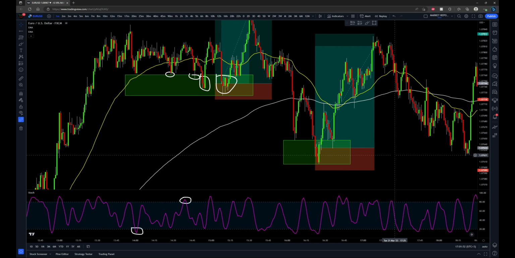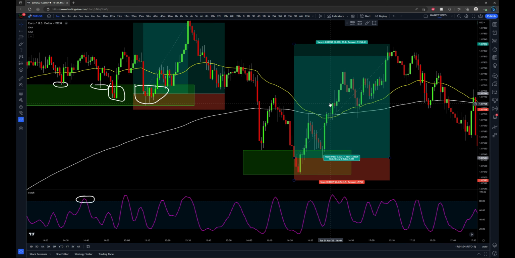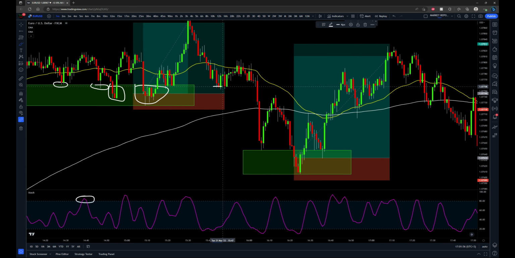Final one here, final example. So why is this not our significant low? Why would we not be buying right here? We go oversold, but we don't go overbought here. Not a significant enough low. We don't get that much of a move out of here, never gets overbought.